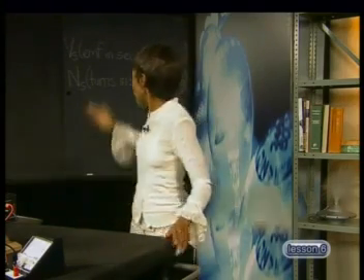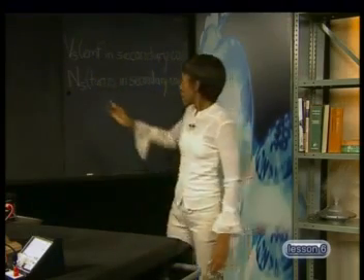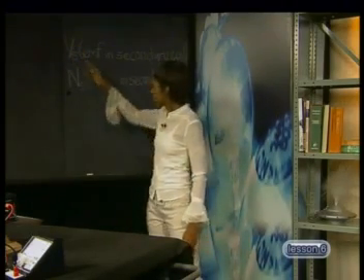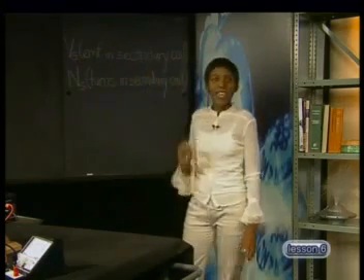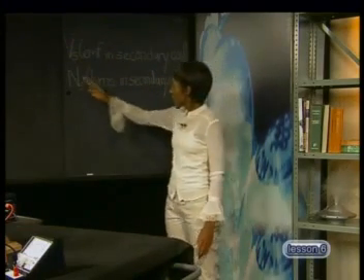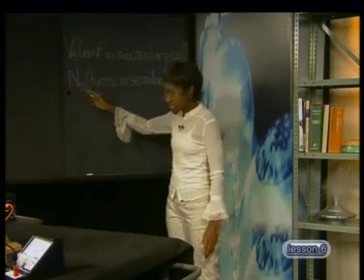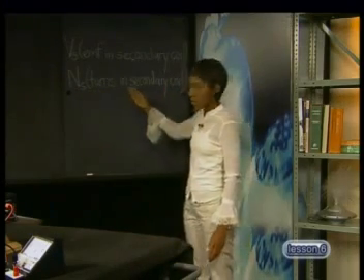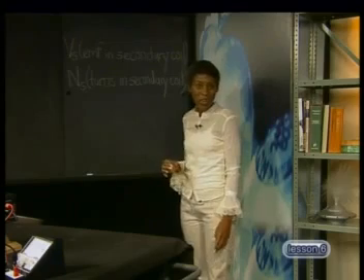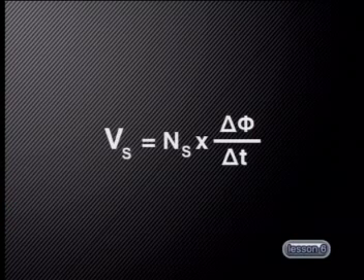Now, with this in mind, let's write an expression for the EMF induced in the secondary coil using Faraday's law. Here, we use the symbol V subscript S for the EMF in the secondary coil, and N subscript S for the number of turns or windings on the secondary coil. This gives us the equation Vs equals Ns times delta phi over delta t.